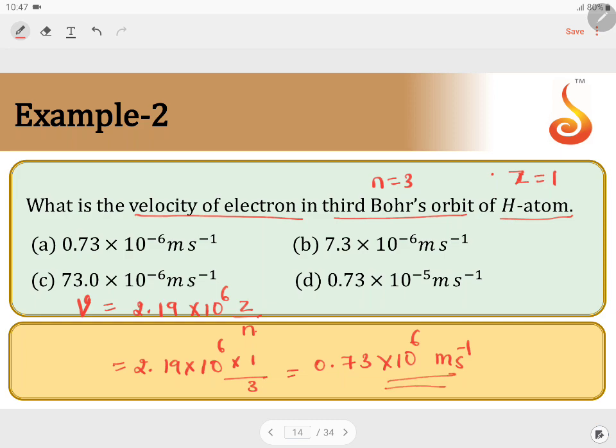There is a small error in the options. All of them should be plus here. All of them should be plus. Therefore, the answer is option A.